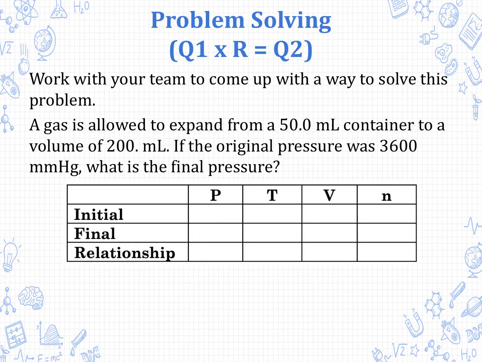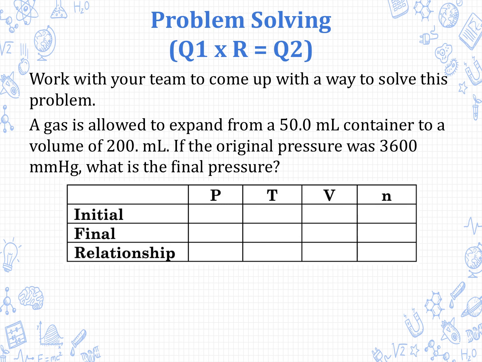In this video, we will look at ways to use our relationships between pressure, temperature, volume, and number of particles to predict conditions of a gas after a change is made to that gas. So we're going to use what I call a PTVN table to organize ourselves as we go through and solve these problems. P stands for pressure, T for temperature, V for volume, and N for number of particles. As we read a problem, we're going to fill this table out identifying what we know.